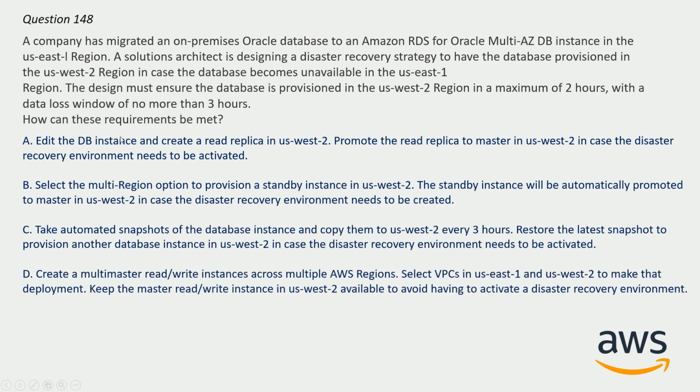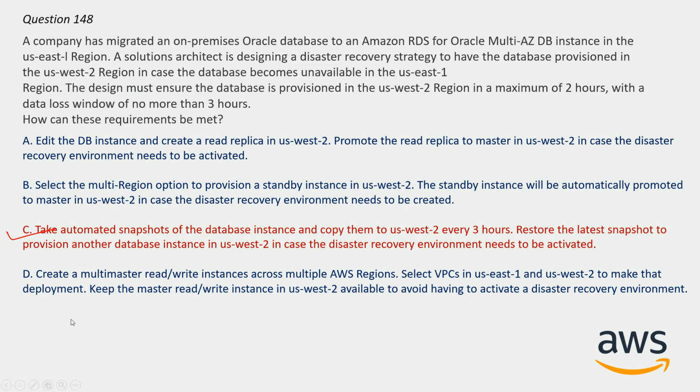And the correct answer here will be option C. Take automated snapshots of the database instance and copy them to US West 2 every 3 hours. Restore the latest snapshot to provision another database instance in US West 2 in case the disaster recovery environment needs to be activated. And option C is correct here because if you have less stringent RTO and RPO requirements for your RDS SQL servers, using cross-region snapshot and restore is one of the most cost-effective cross-region disaster recovery strategies. So option C is correct here.